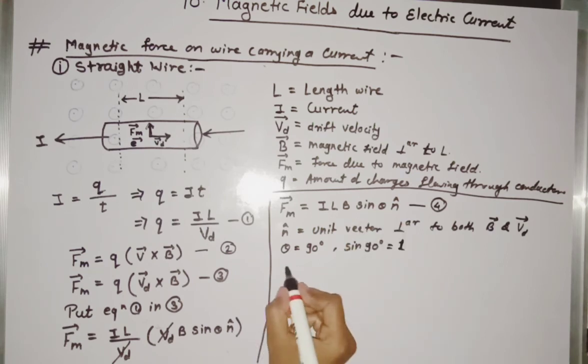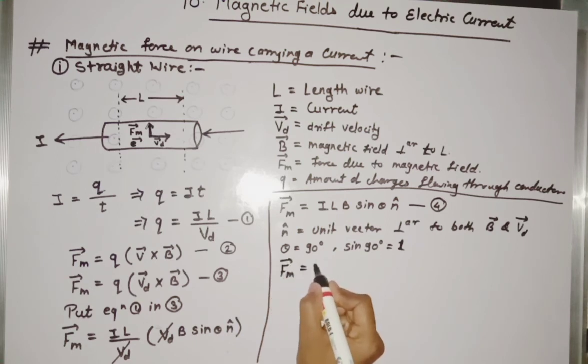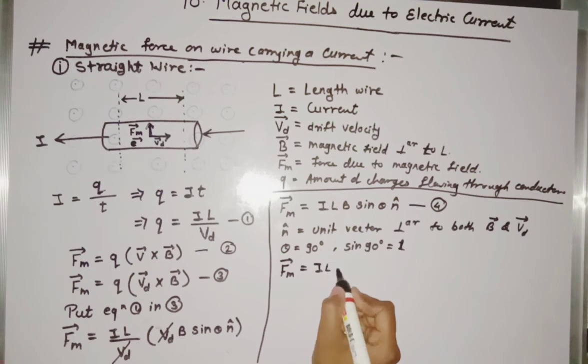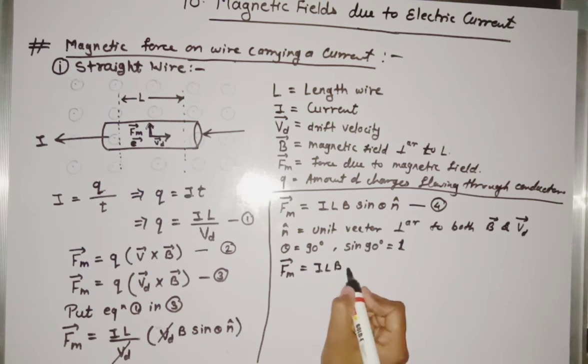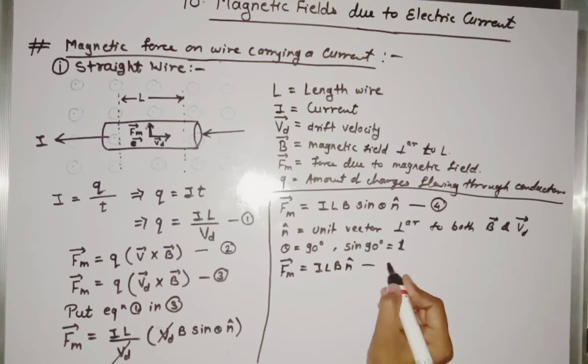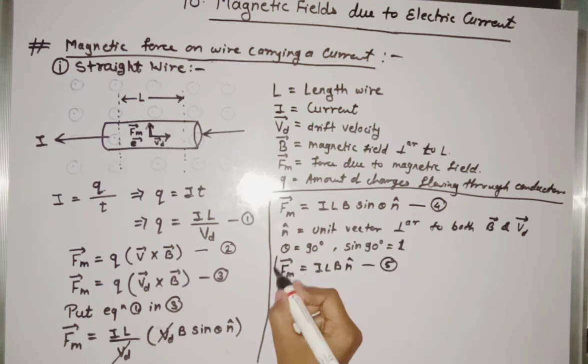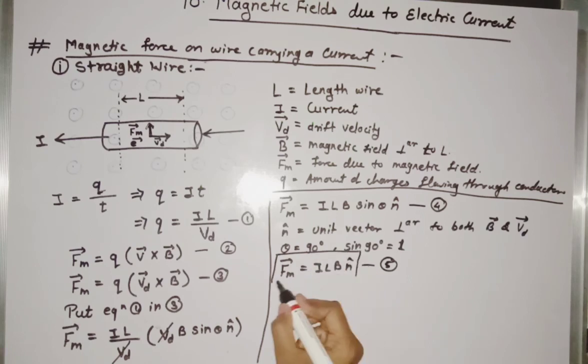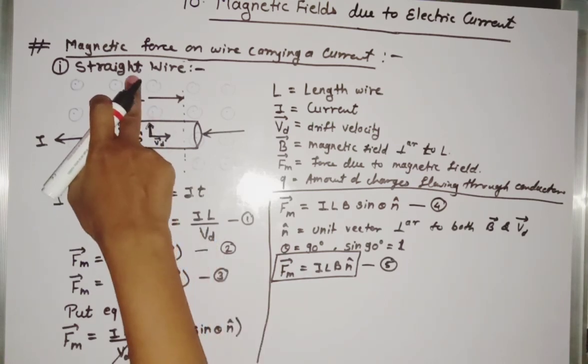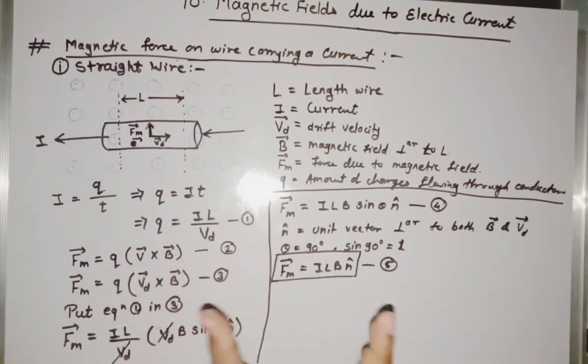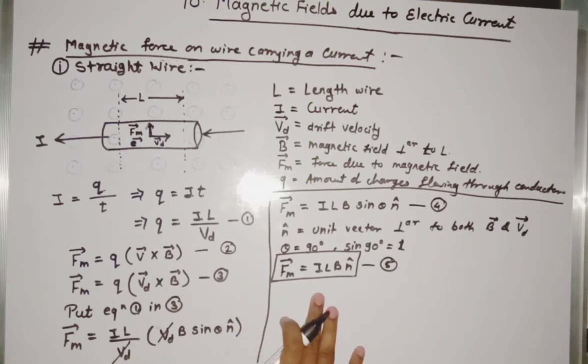So in equation 4 I will have F suffix M equal to I L B into n cap. This is equation 5, which gives us the force due to the magnetic field along a straight wire which is carrying a certain current I. So this is the required thing in our derivation.